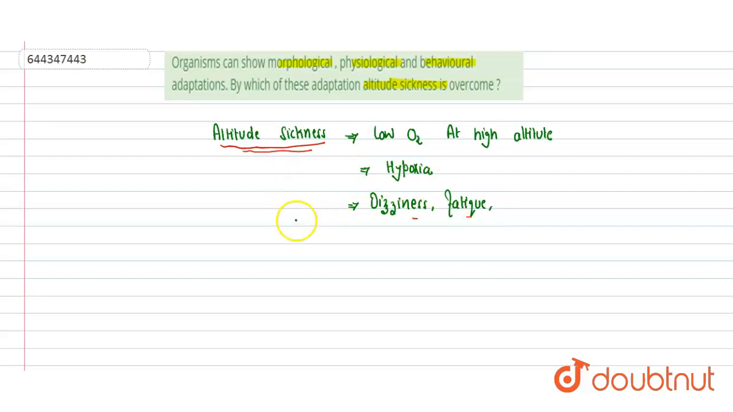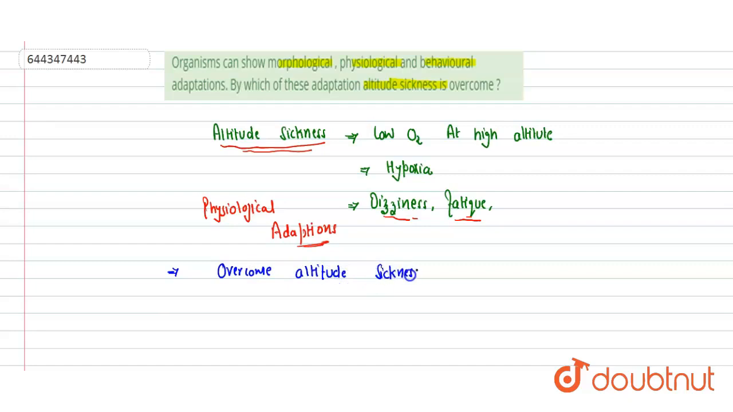All of these are physiological processes. So a person needs to adapt certain physiological processes. Because all of these physiological processes are involved, the person needs a physiological adaptation to overcome altitude sickness.